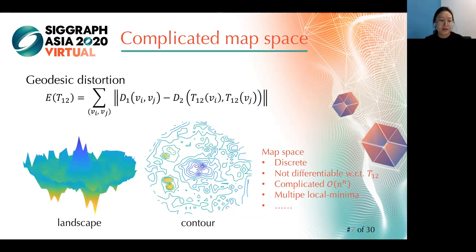However, even though the geodesic distortion can well characterize a good map, it is very hard to minimize this energy directly. For example, here on the left, we show the landscape of the geodesic distortion on 10,000 maps. And on the right, we show the contour of the energy. The maps with small geodesic distortion are colored yellow, and the maps with high distortion are colored blue. We can see that the map space is very complicated, and it has a lot of local minima. And also the discrete nature of the pointwise map makes it harder to minimize the energy directly.